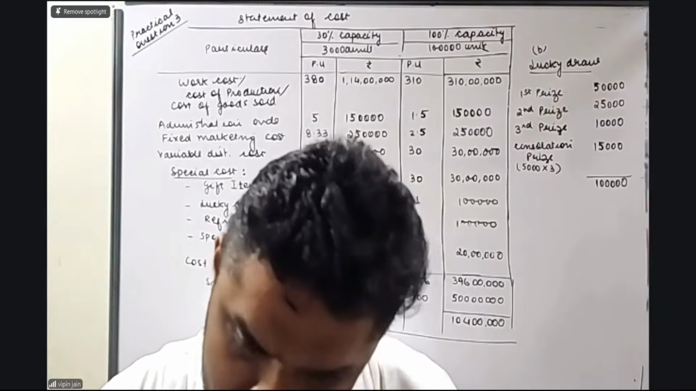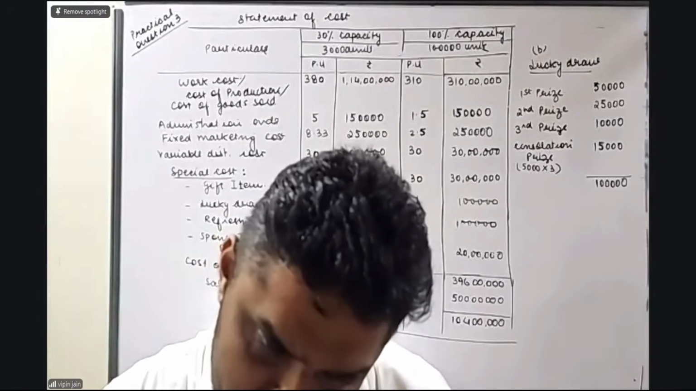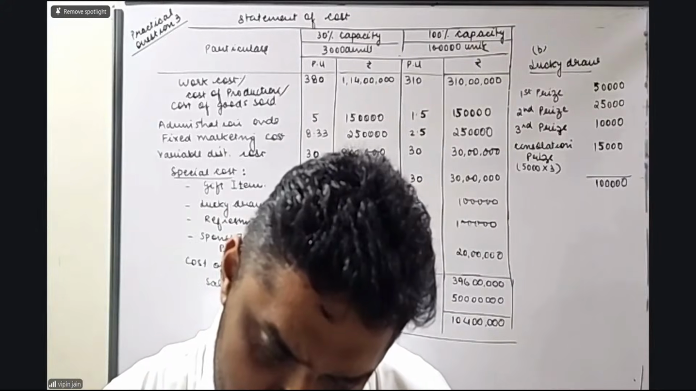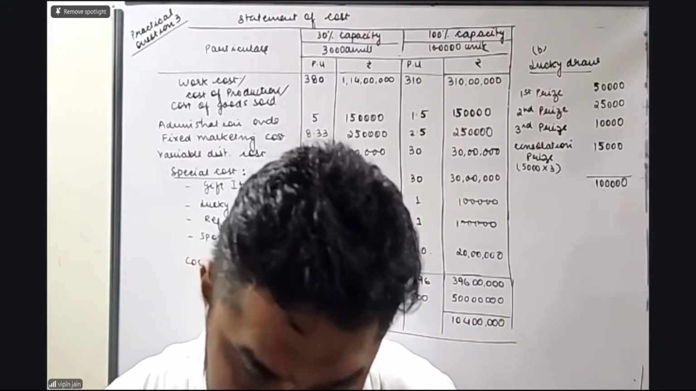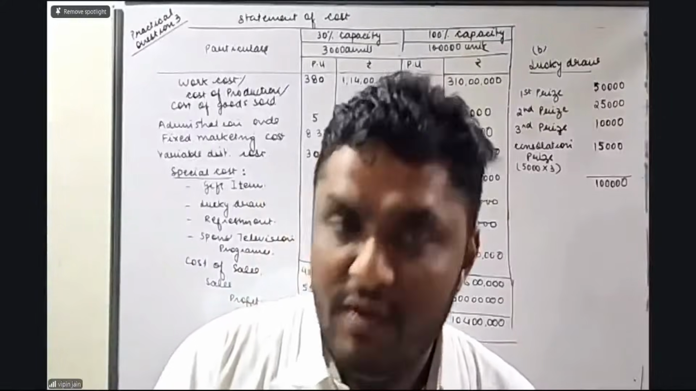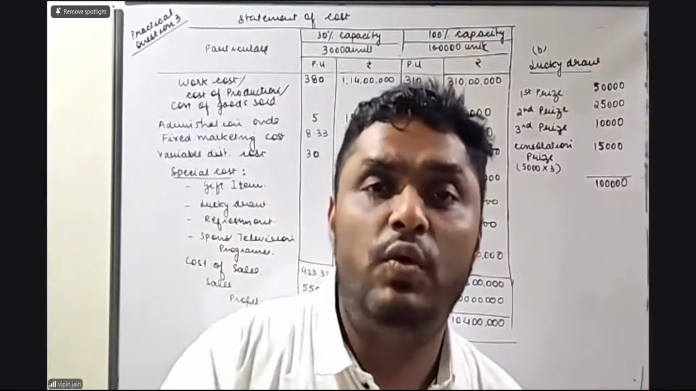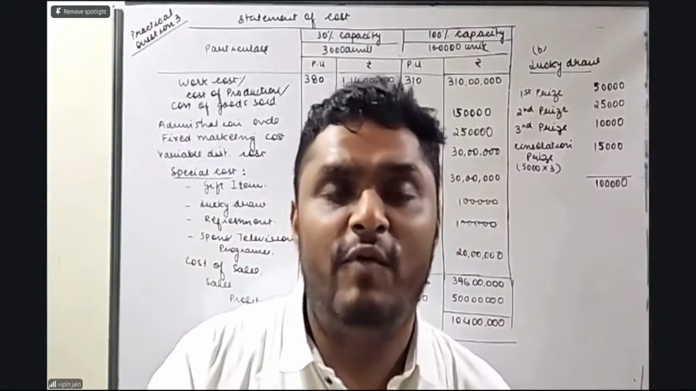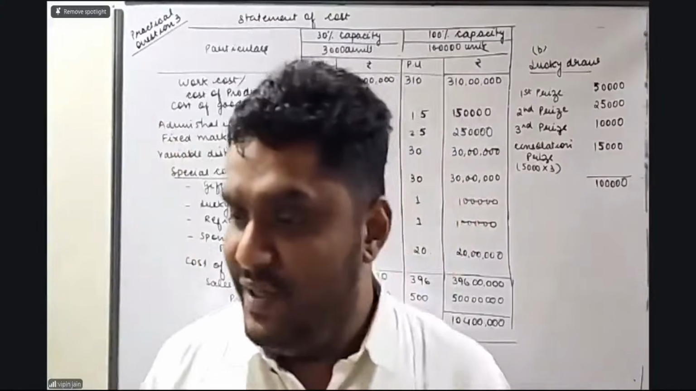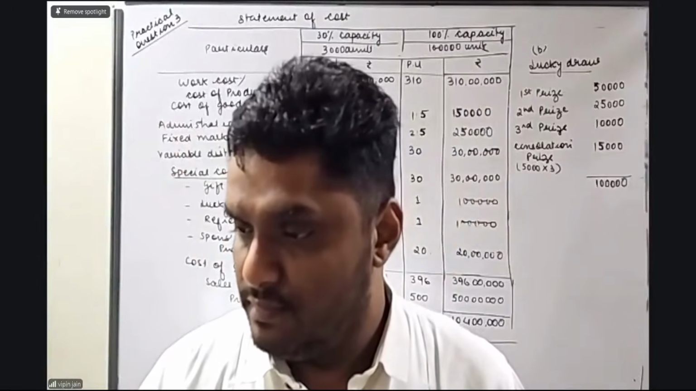And sir, it is written that assuming that the indirect expense are absorbed on the basis of normal production capacity. Let me tell you a normal thing. First and the foremost thing, fixed overheads are always calculated on normal capacity. Your question is about fixed overheads, right? Yes sir.